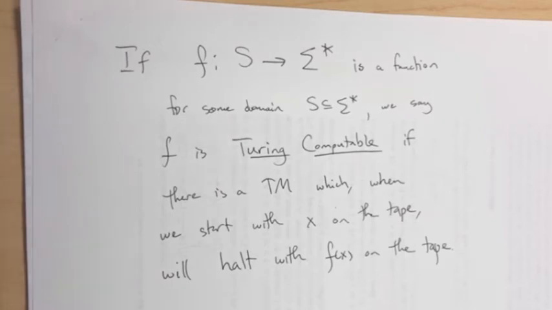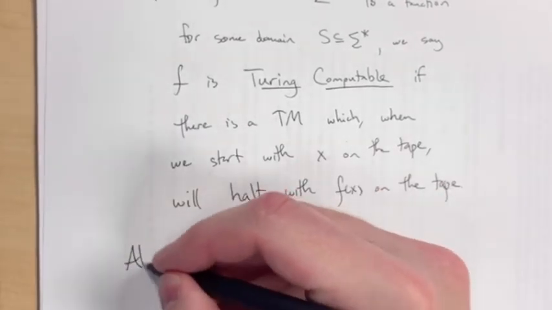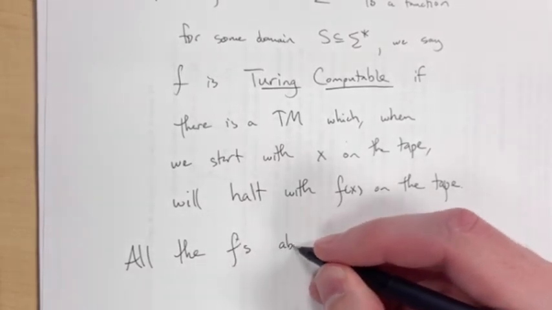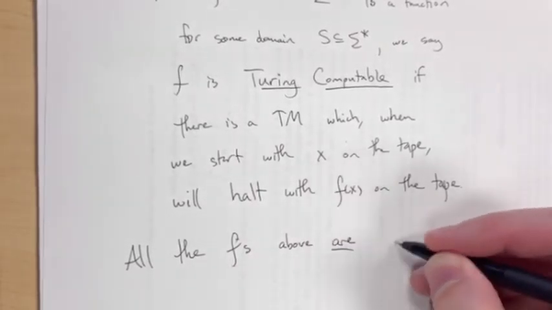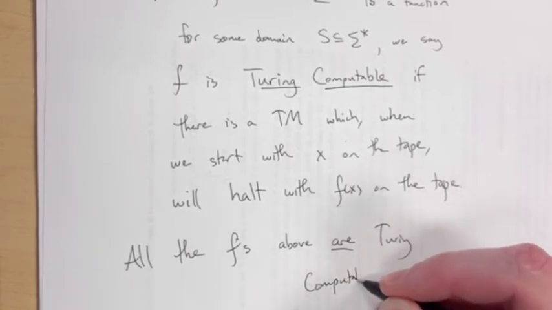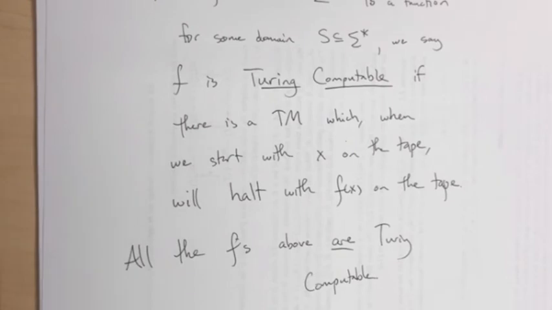All right? So what we've just demonstrated in these 4 simple examples that we've done is that all the f's from above are Turing computable. All the functions that we've talked about the past 20 minutes were all examples of Turing computable functions. I want to do another example. This one's a little more complicated.